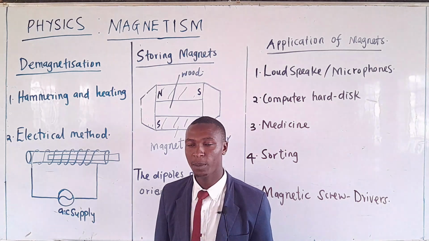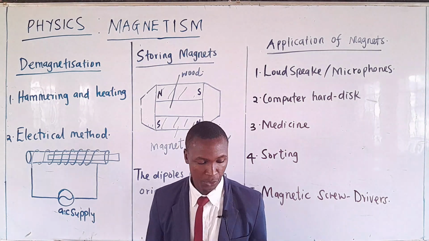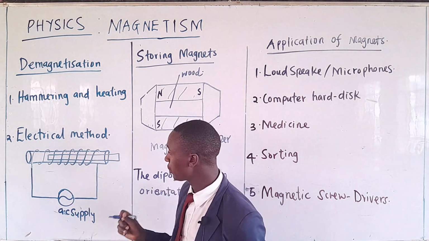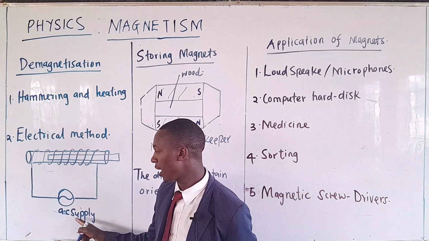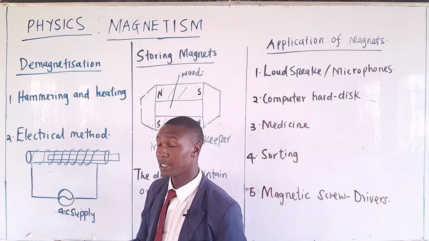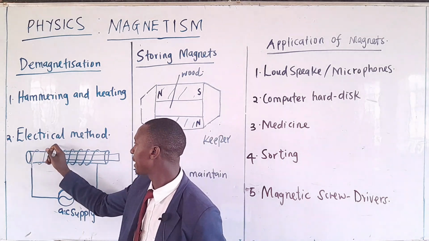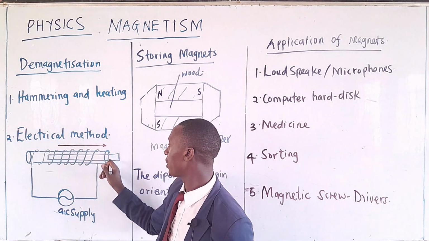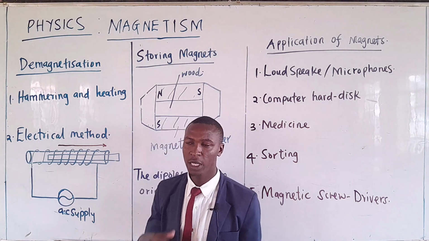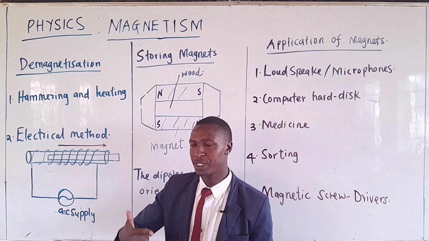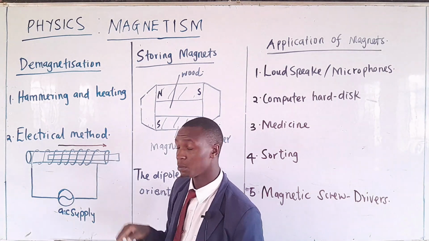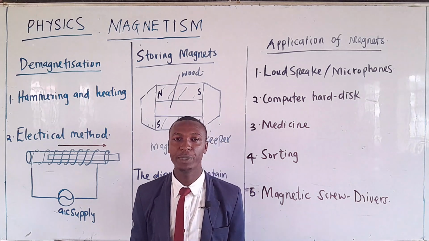Now, also, we can talk about the electrical method. To demagnetize a material using the electrical method, you're going to have an AC supply and a circuit here. The moment you place the bar to face the east-west direction, and then you induce the current in this solenoid, when the magnetic material is inside here, it's going to be demagnetized.